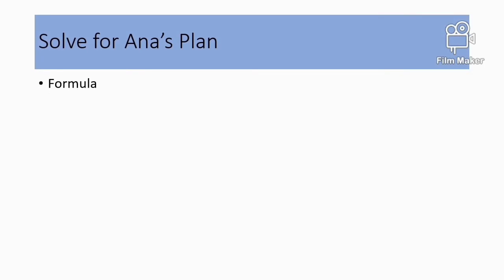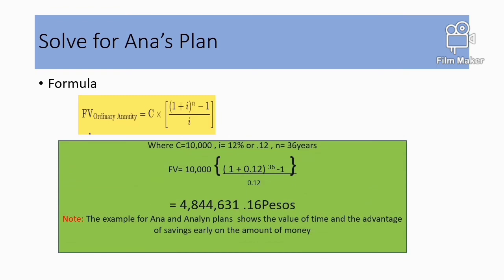Solve for Anna's plan. This will be the formula: future value of an ordinary annuity is equal to C, the payment per period, times (1 plus i) raised to n, minus 1, divided by i, where C is 10,000, i is 12% or 0.12, and n is 36 years. Substituting, 10,000 pesos times (1 plus 0.12) raised to 36, minus 1, divided by 0.12. And the answer is 4,844,631.16 pesos. Note, the example of Anna and Anna Lynn's plans shows the value of time and the advantage of a longer savings period on the amount of money.